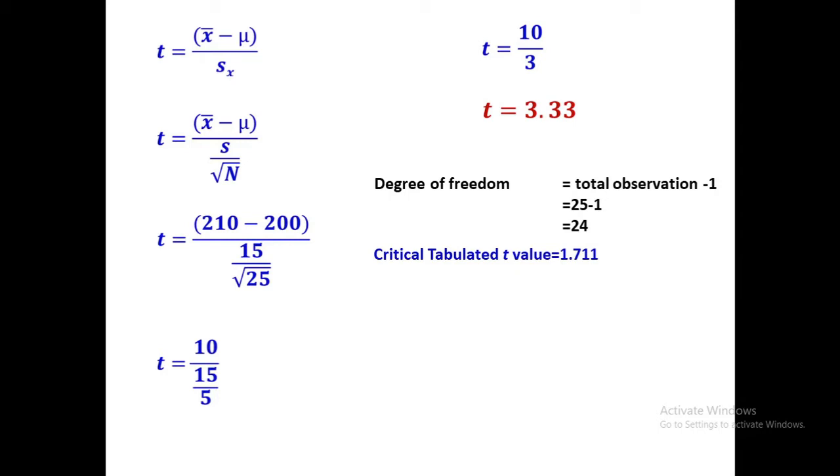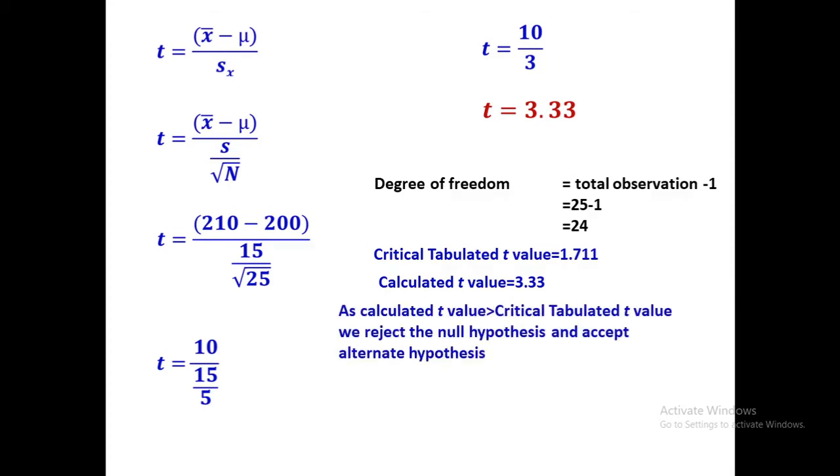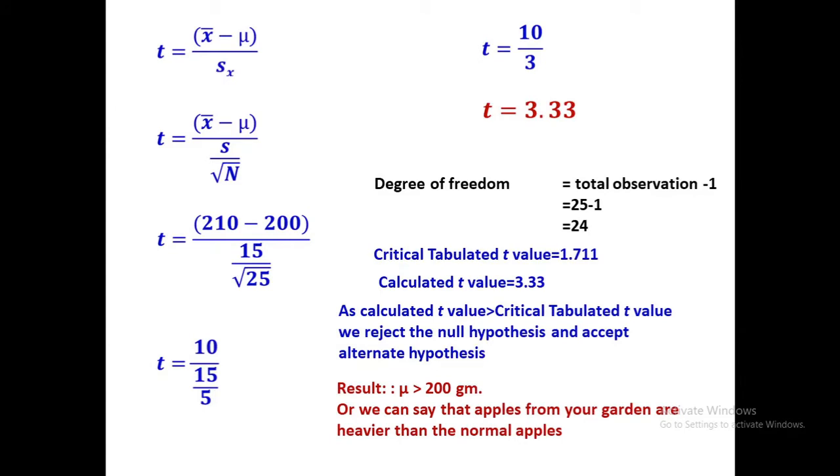Now go back to the previous slides, and we can compare that our critical tabulated value is 1.711 and our calculated value is 3.33. As the calculated T value is more than the critical tabulated T value, we reject the null hypothesis and accept the alternative hypothesis. Or we can say that in our result, mu is significantly more than 200 gram. In other words, apples from our garden are heavier than the normal apples.